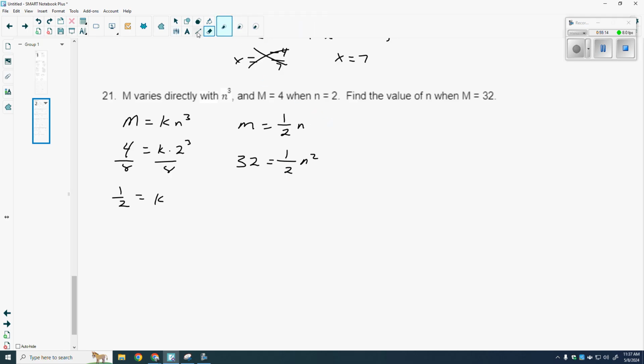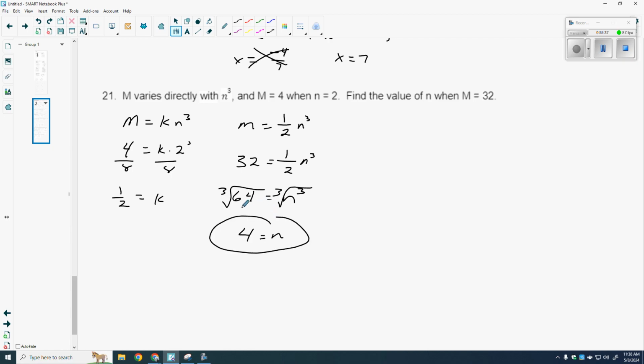Multiply both sides by 2 to get rid of my fraction. Whoops, I erased the wrong one. Multiplying both sides by 2 gives me 64. 2 times a half makes that go away. How do you get rid of a cube? Cube root. And the cube root of 64 is 4. So when M is 32, N must be 4.